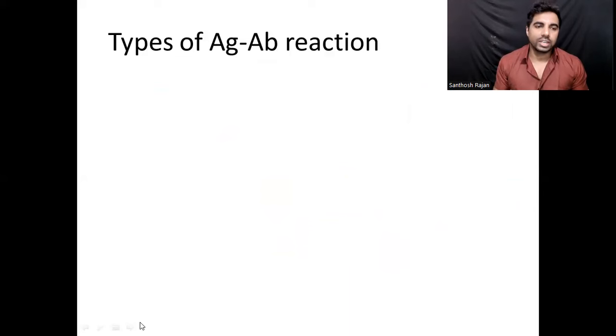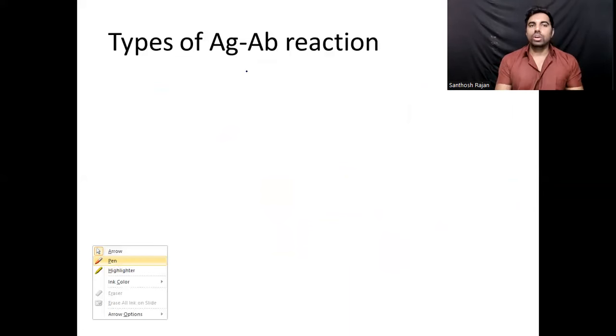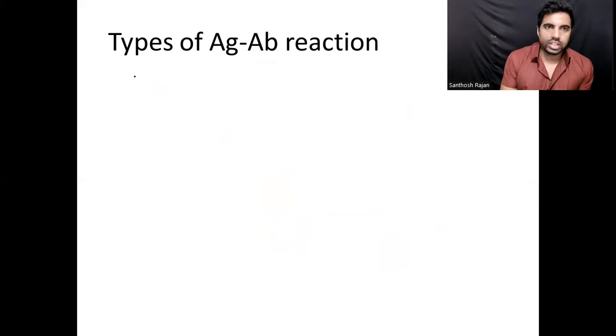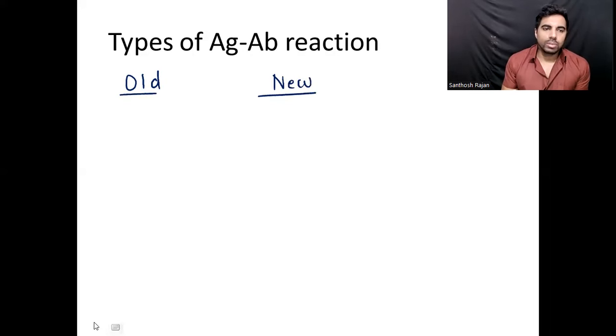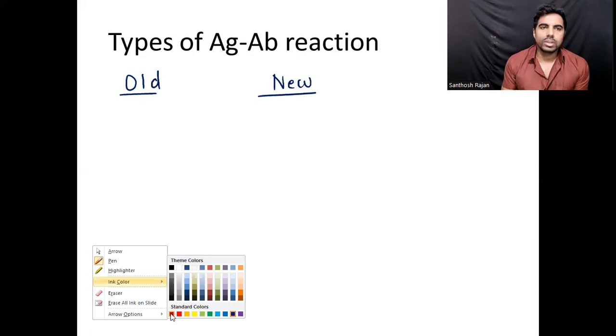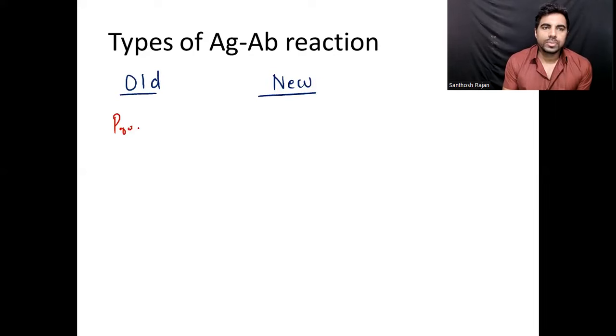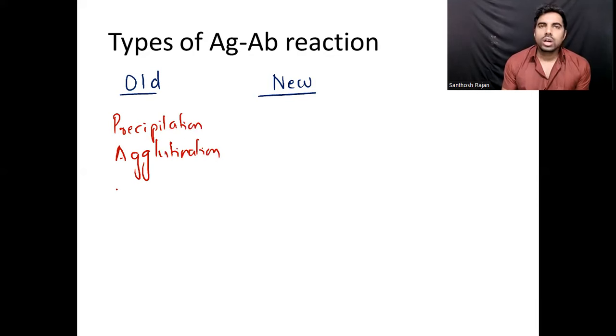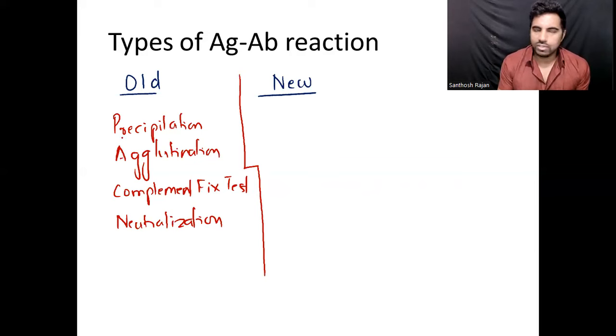Now, the types of antigen-antibody interaction. We have two: the older conventional methods and the newer methods. In the old methods, the important tests are precipitation, agglutination, complement fixation, and neutralization tests. Many of these tests are obsolete, but especially precipitation and agglutination we still use very commonly, and many tests are still based on them.